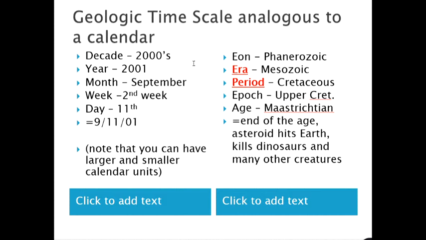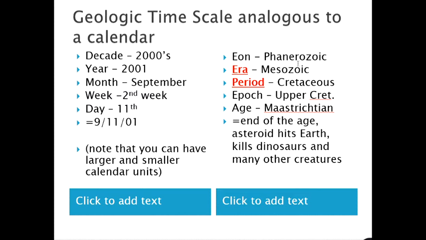If you look on the left side, I can talk about a bigger grouping, a decade, the 2000s. You can talk about a year within that 10-year group, the year 2001. Each year has 12 months, let's say the month of September, and then the second week, the 11th day, and that of course was 9/11/2001. Big catastrophe for the United States.